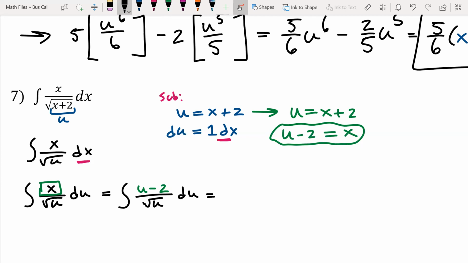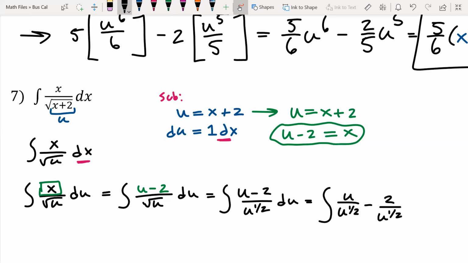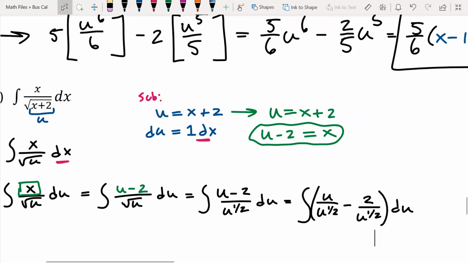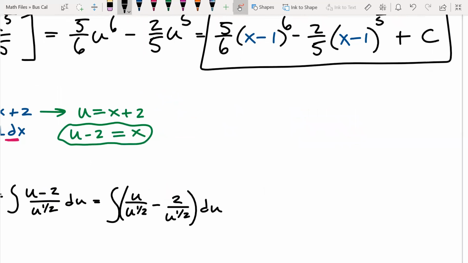So I'm going to rewrite this first as the integral of u minus 2 over u to the 1/2 du. And then I'm going to split this into two fractions. So you'll get the integral of u over u to the 1/2 minus 2 over u to the 1/2 du. Okay. So we split it into two fractions, and then we simplify some more.